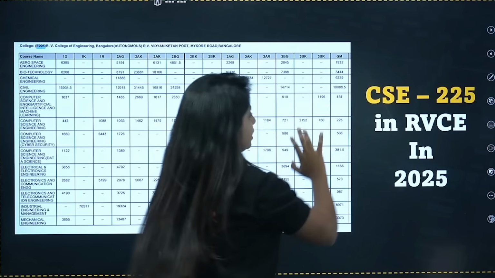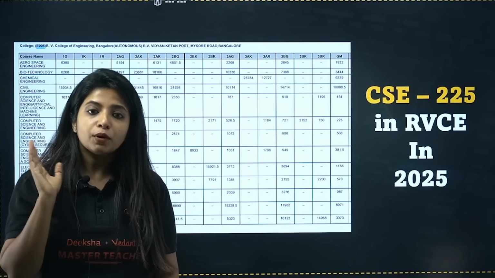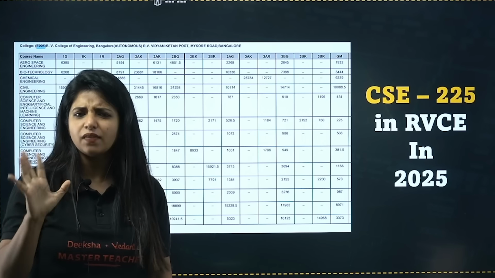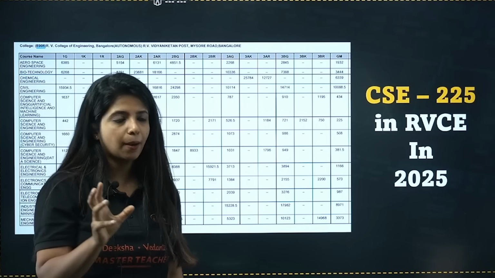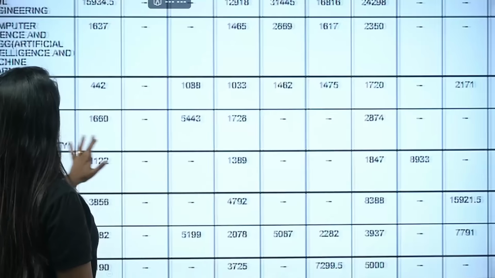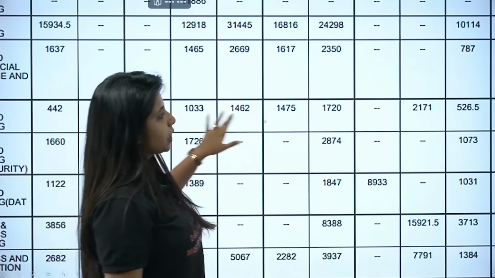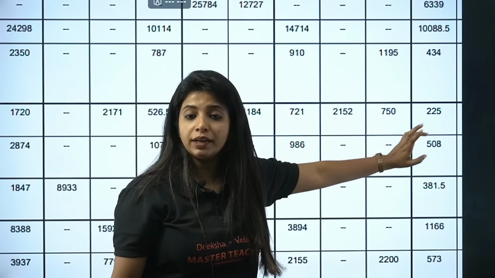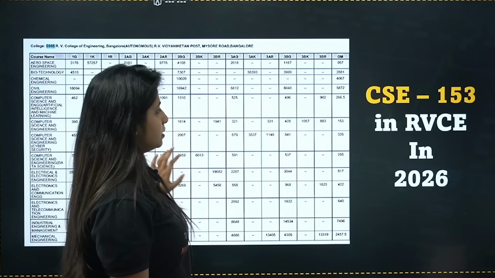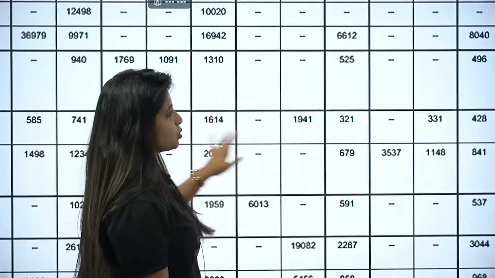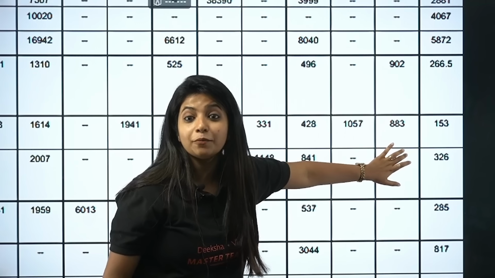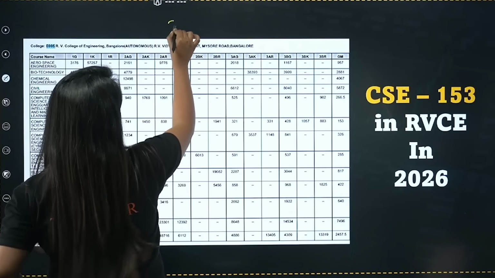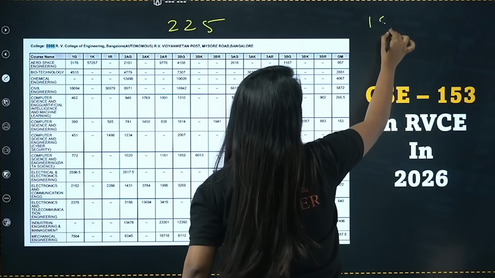Okay, and right over here, has it changed? The answer is yes. Because if I check the previous year cutoff for the mock allotment in RVC college, I have taken a few colleges as an example, and here let's check the cutoff for CSE, Computer Science and Engineering. If I look at the cutoff, I see it was 225 the previous year. What about this year? This year, same course, the cutoff is 153. That means it's more difficult. So previous year you had a cutoff of 225 and this year it is 153.